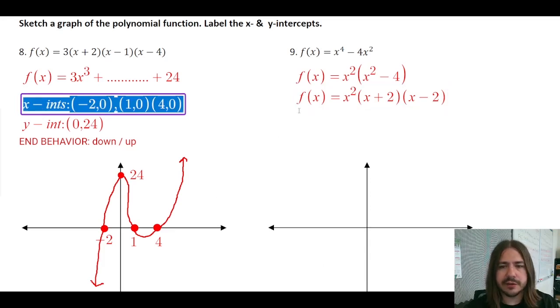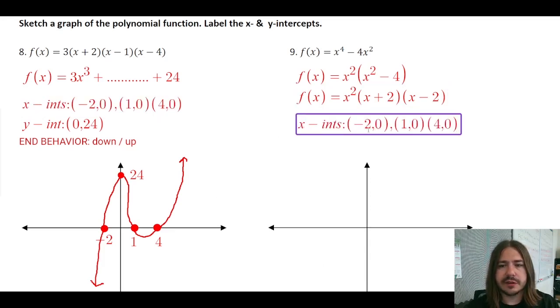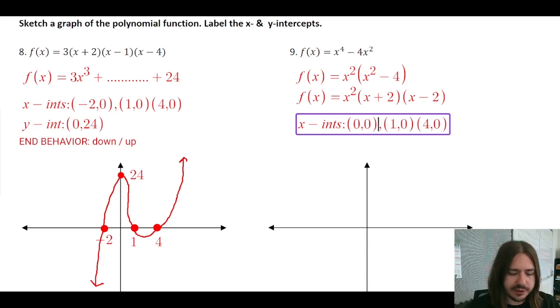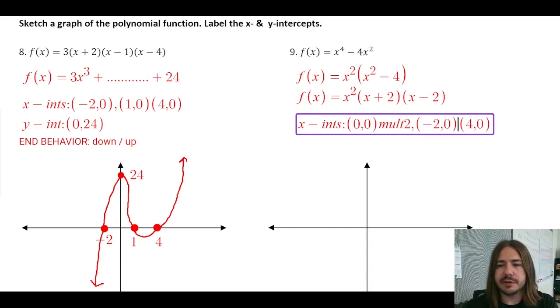Let's write our x-intercepts here. X-intercepts, I've got 1 at 0. Right, if I set x squared equal to 0, I get plus or minus 0. But that does have a multiplicity of 2, so I'm going to make a note of that. The next ones would be at negative 2 and positive 2. So we actually get plus or minus 2 here. So negative 2 and positive 2.